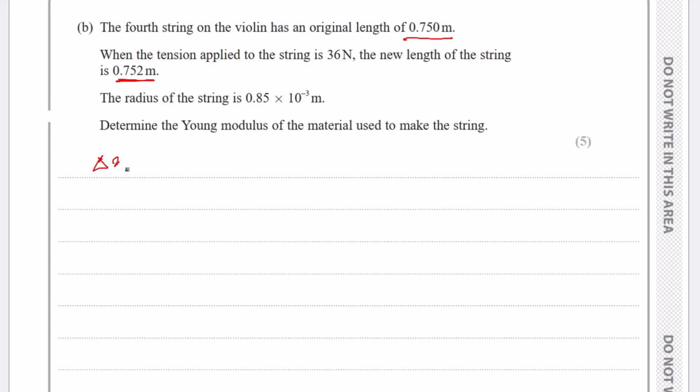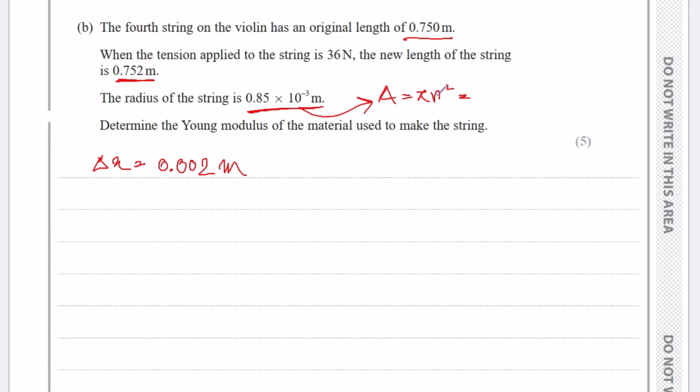So extension del x equals 0.752 minus 0.750. So that should be 0.002. Unit should be meter, of course. Then they gave the radius, okay, and using the radius, you can easily find out the cross-sectional area. So area equals pi r squared, right? So using this value, I can find out the area.